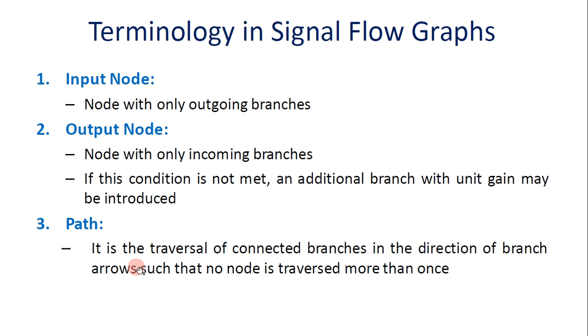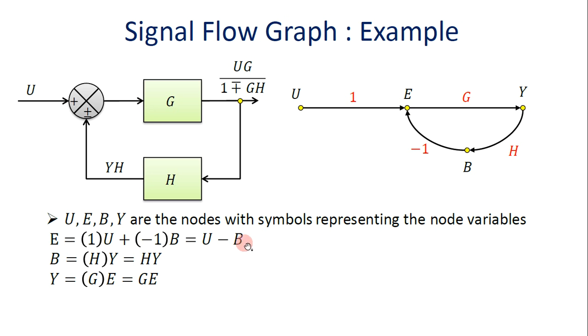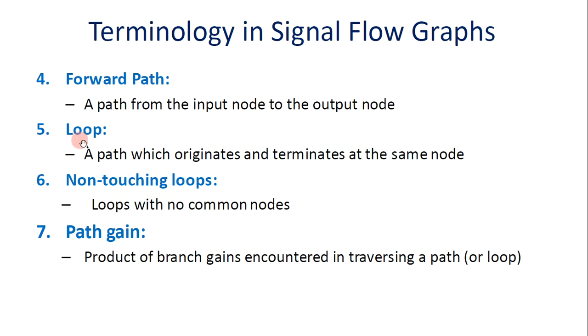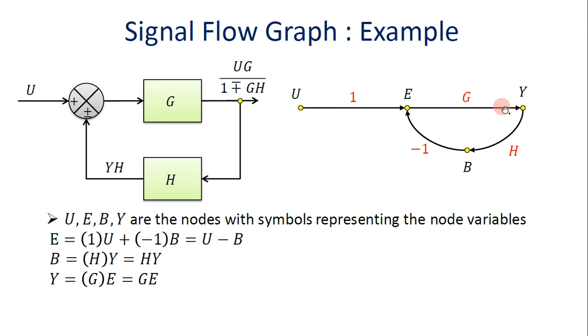Path: it is the traversal of connected branches in the direction of the branch arrows such that no node is traversed more than once. See here, this is the path U to E and E to Y. So this is one path. Next, the forward path: a path from the input node to the output node. The condition for a forward path is that it should start at the input and end at the output. So if you observe, U to E and E to Y is the forward path.